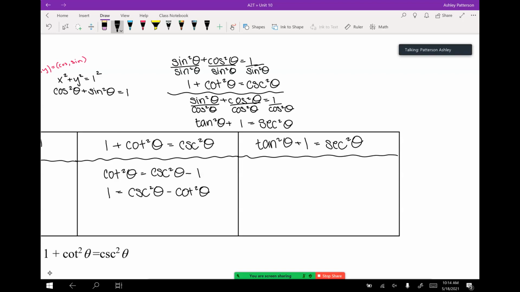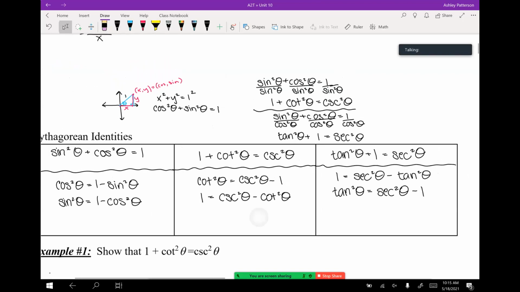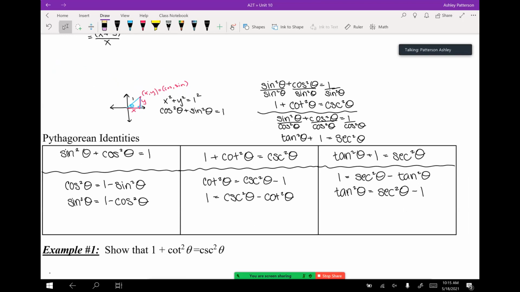And of course, we do have variations as well. So let's subtract tangent squared theta from both sides. We end up with 1 is equal to secant squared theta minus tangent squared theta. And if we subtract 1, we end up with tangent squared theta is equal to secant squared theta minus 1. I've always found these to be really fascinating because it's all derived from that original sine squared plus cosine squared.